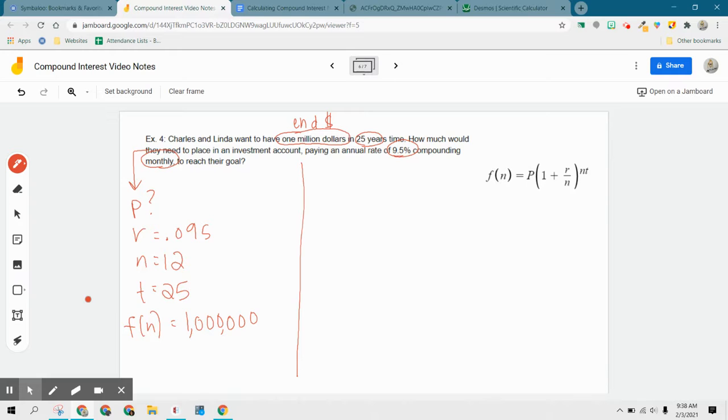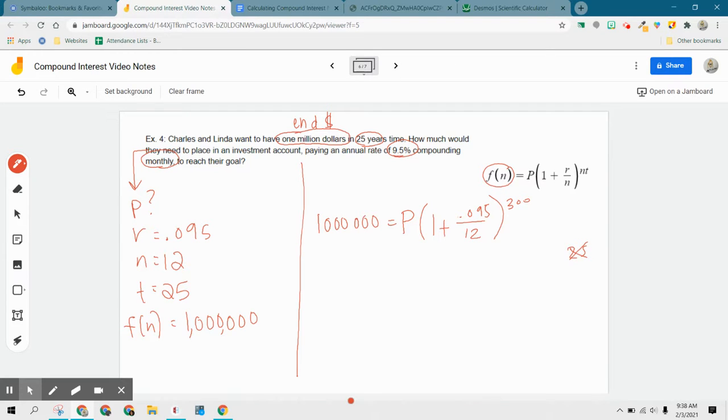All right, so when I go to write my equation here, I'm actually going to write $1 million over here on the equal side because this is $1 million. P is unknown, so I'm just going to leave that as the variable P. And then I do have my rate. And out here, 12 times 25, oh, I think it's 300. 25 times 4 would be 100, and we have to do that 3 times. So yes, 300.